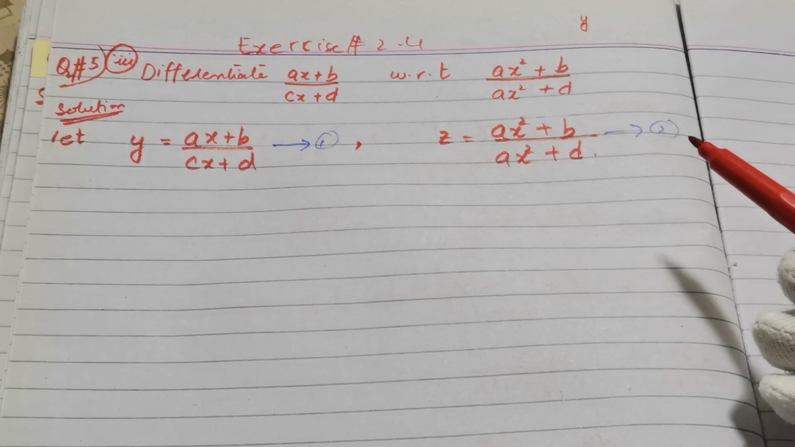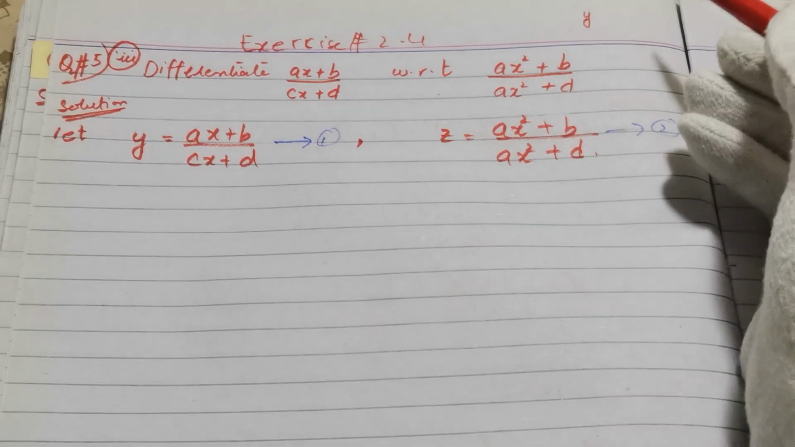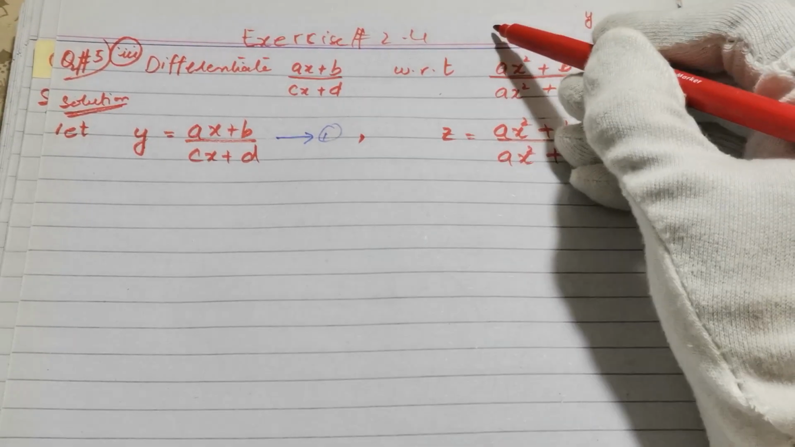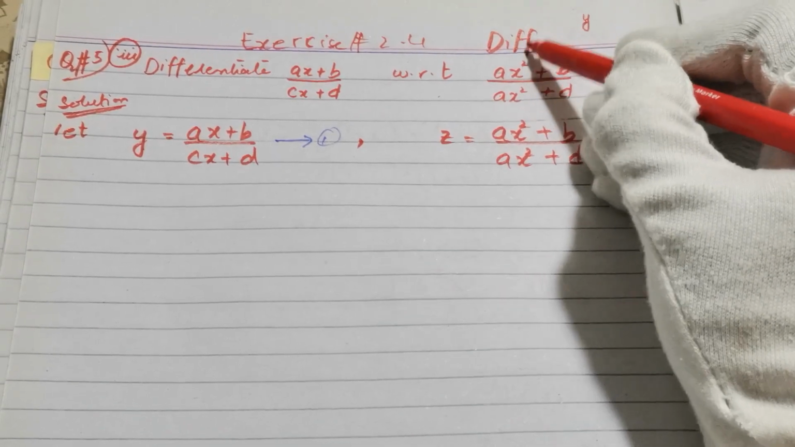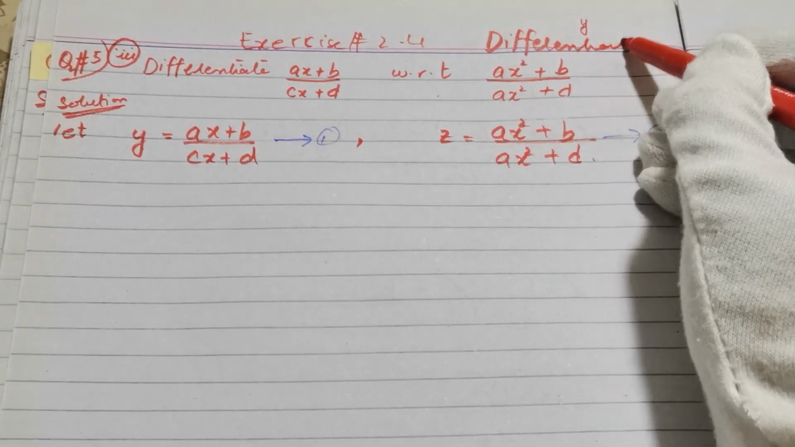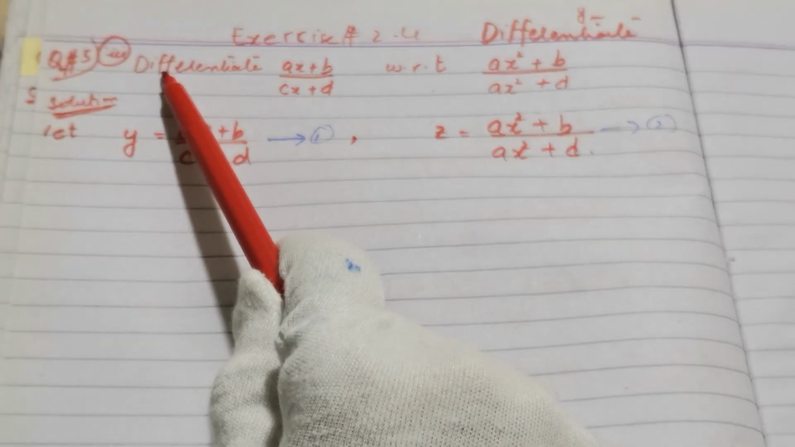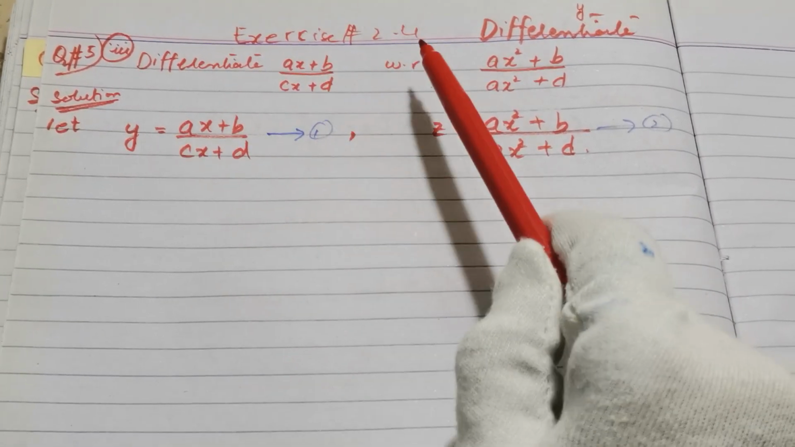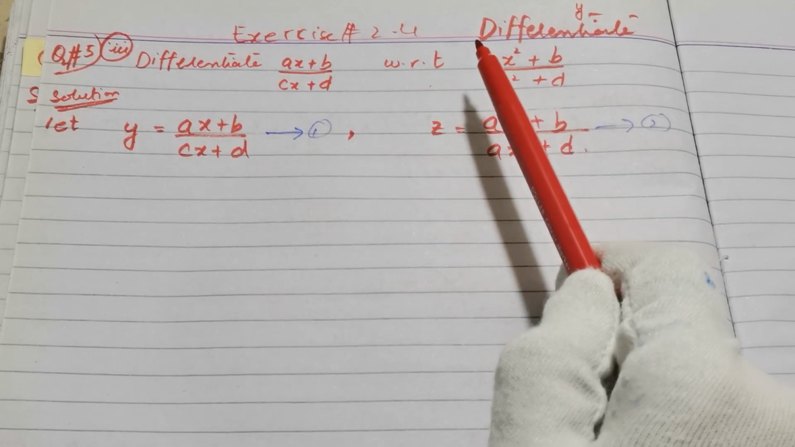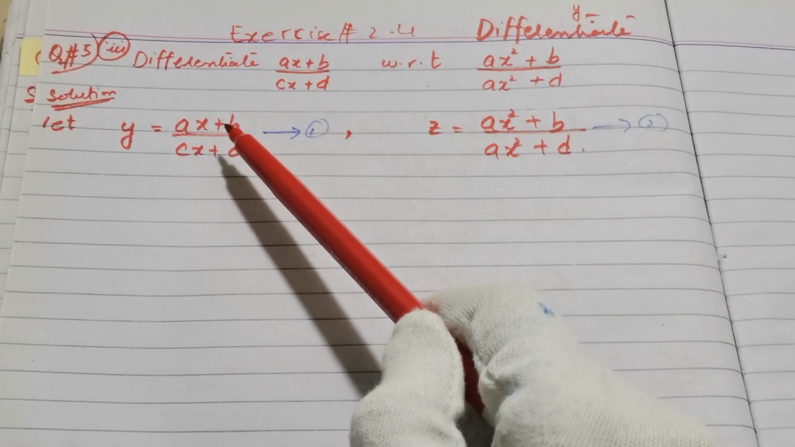Today I am going to teach you question number 5, part 3, exercise number 2.4, differentiation. In the question, differentiate this with respect to this term. So first of all, what we will do, we will suppose.